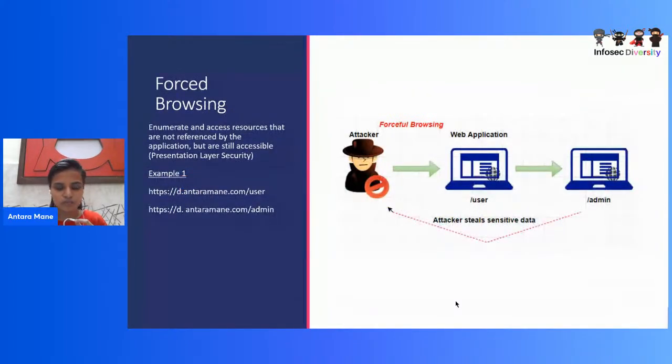So forced browsing. What is forced browsing? Forced browsing is where an attacker tries to brute force or enumerate and access resources that are not referenced by the application, but can still be revealed by other means, right? For example, there are two endpoints, the first one is the user, another one is the admin. The attacker will try to forcefully browse the admin endpoint instead of being a user, and will try to gain access to the resources of the admin functionalities and perform further unauthorized actions. So this is what forced browsing is.